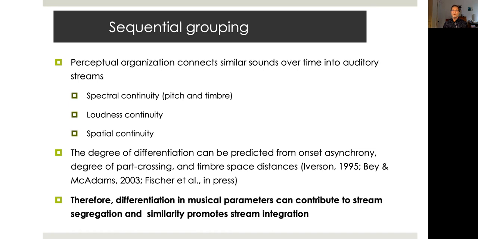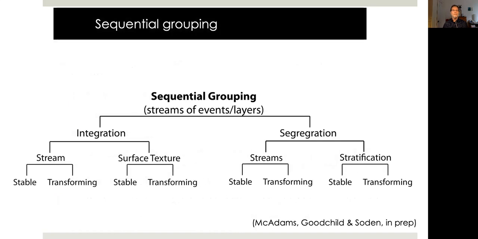Segregation is mostly the rule in a large majority of pop music, with the possible exception of horn sections and backup vocals in tight harmonies, as well as in polyphonic music, where part independence is sought. Here's the taxonomy that we've created for sequential grouping. So we have basically integration of event sequences into a stream or a surface texture, and segregation into two or more streams and/or orchestral strata. As before, these can be stable or transforming in terms of temporal evolution of the constituent instruments.